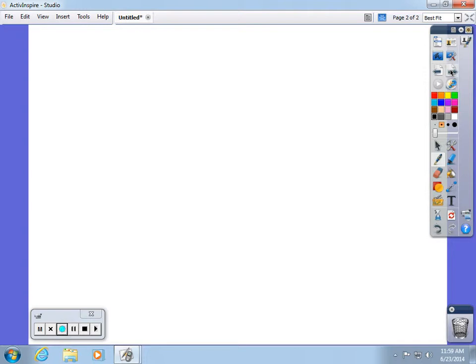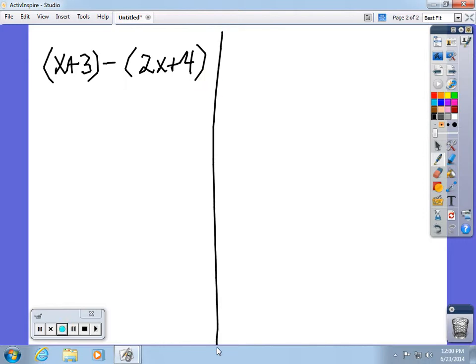x plus 3 minus 2x plus 4. And I just realized that I have my g of x and f of x turned around. It's not a big deal. Don't ignore the board over there, okay? Because I'm doing it up here.